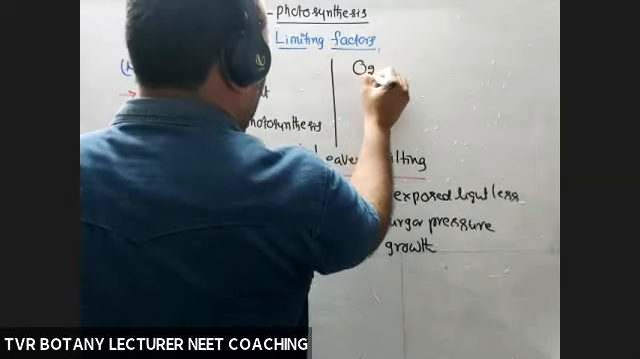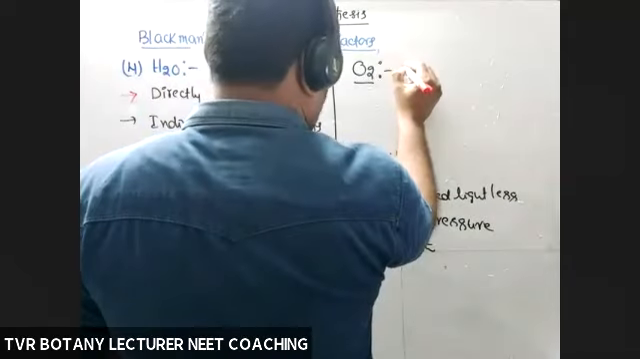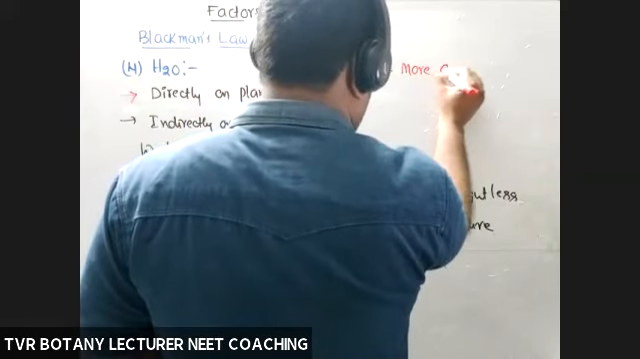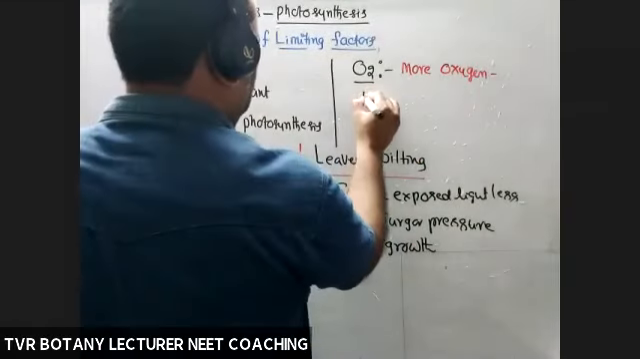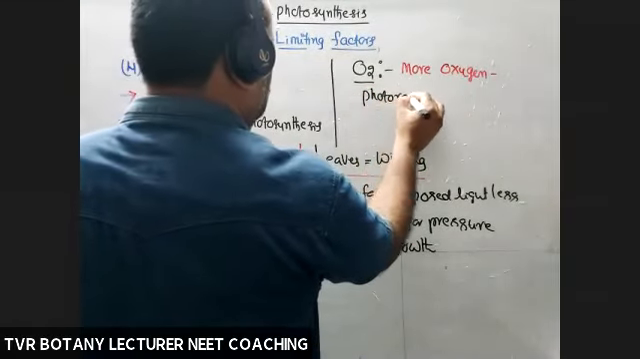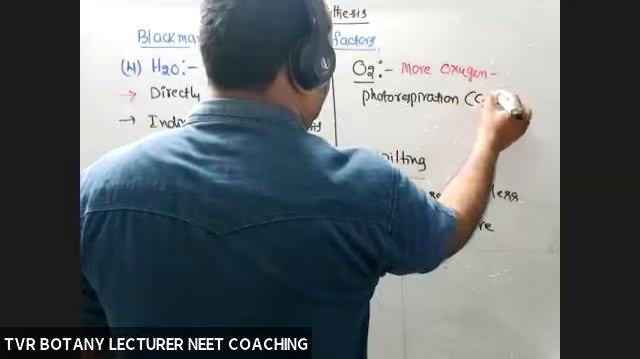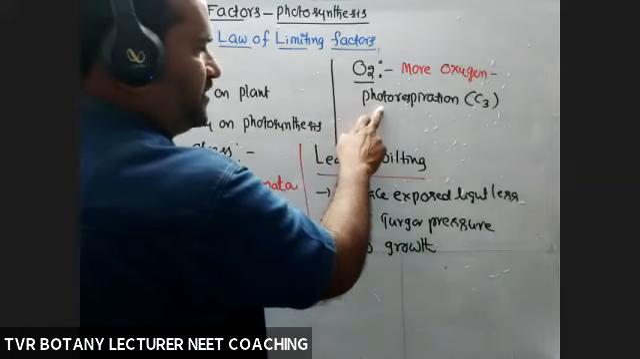Next, the last factor, oxygen. It was not given. Okay, so overconcentration of oxygen, more O2 concentration, leads to photorespiration. In the case of C3 plants, with more oxygen, definitely the photosynthetic yield is less and the loss of carbon is more. So more oxygen favors photorespiration, the C2 cycle.